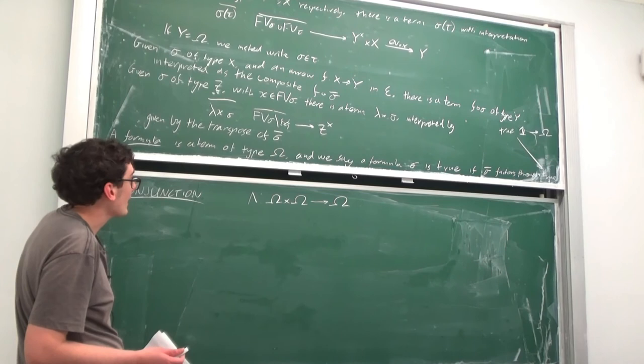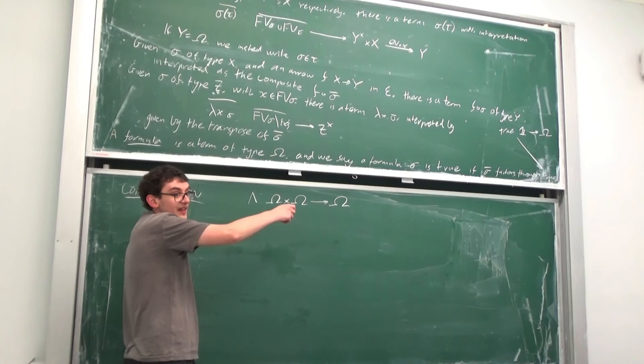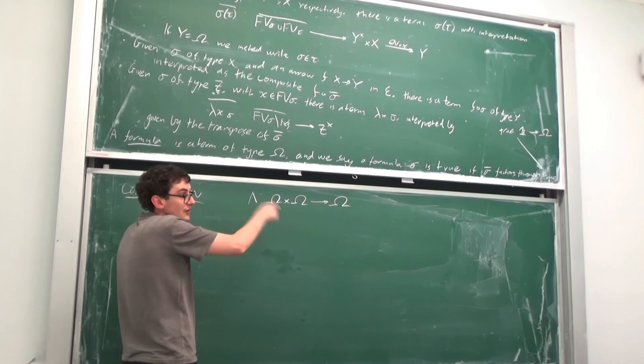I suppose in the familiar case of sets, this is doing what you would expect, where if you remember the subobject classifier in sets is {0, 1}. So this thing is going to be: (0, 1) gets sent to 0, (1, 0) gets sent to 0, (0, 0) gets sent to 0, and (1, 1) gets sent to 1.